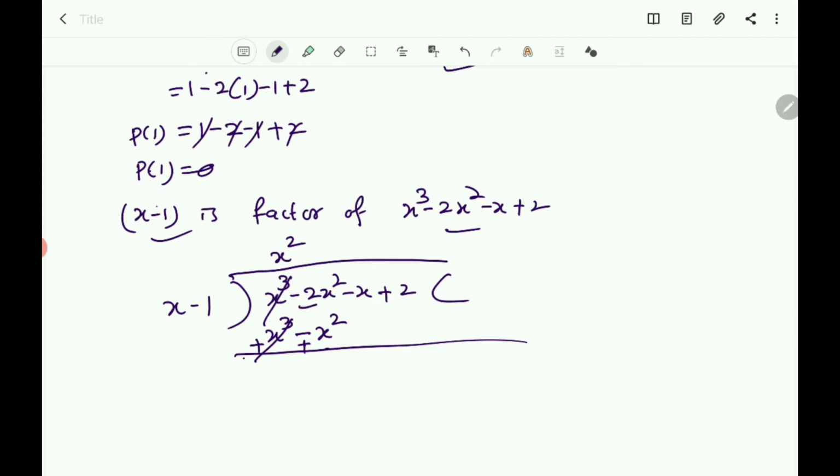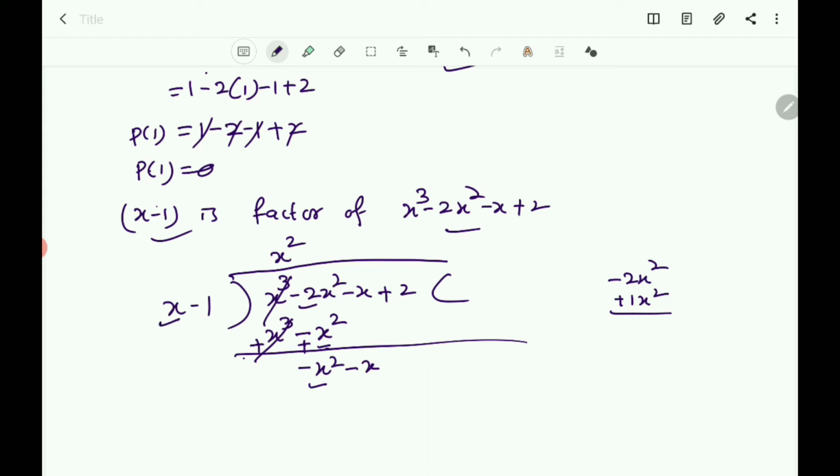And minus 2x square plus 1x square, that becomes minus x square. Minus 2 plus 1 becomes minus 1. That is minus 2x square plus x square is minus x square. Then you take the next term downside, that is minus x. Now you see the first term of this and first term of this.